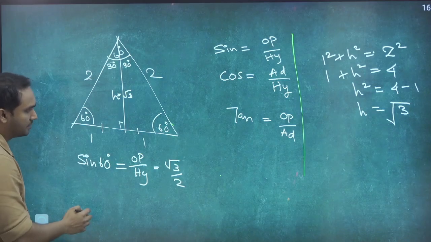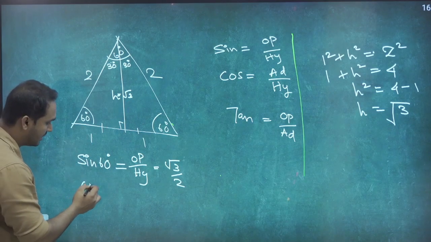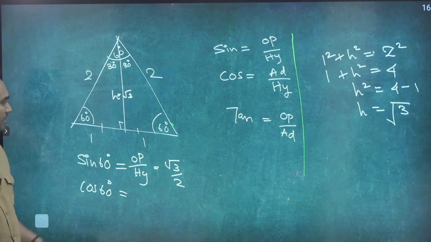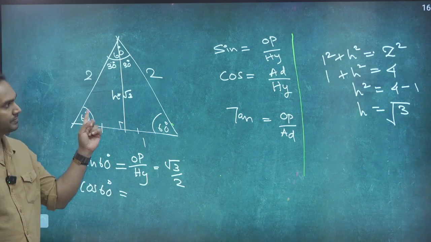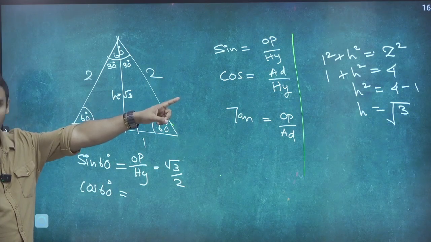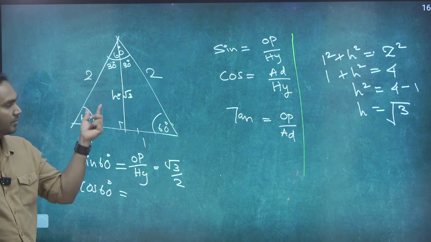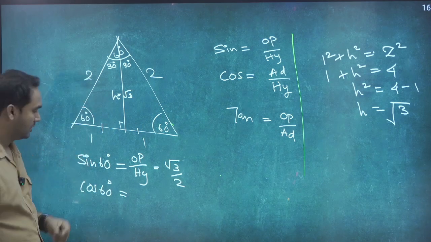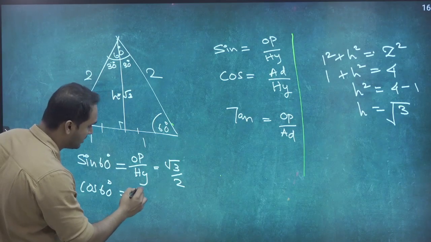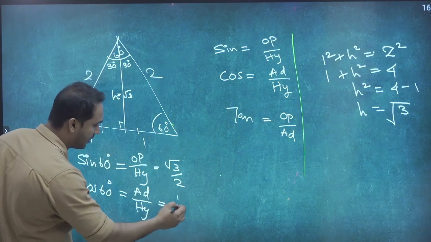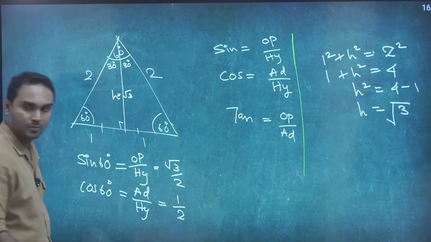The second thing, the cos value. How much is cos 60 now? Cos is adjacent over hypotenuse. What is the adjacent here? 1. And the hypotenuse is 2. So cos 60 is adjacent over hypotenuse, so that will be 1 over 2.